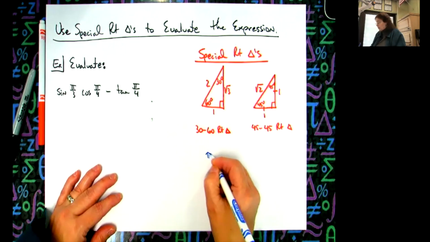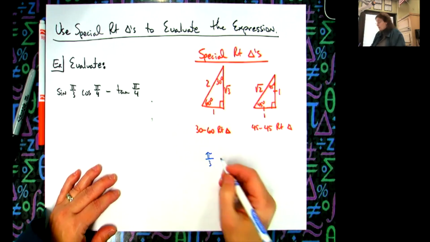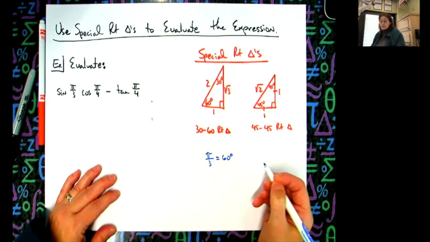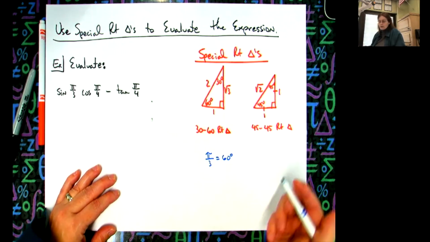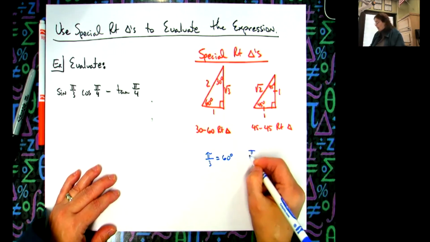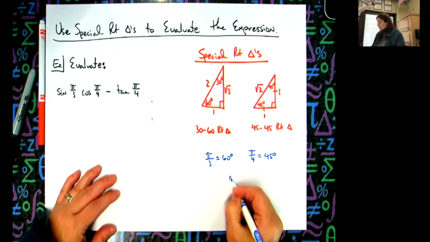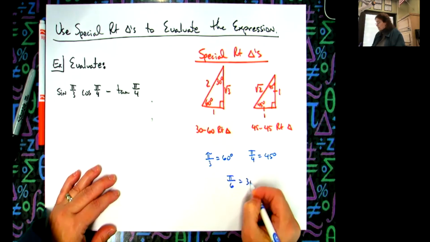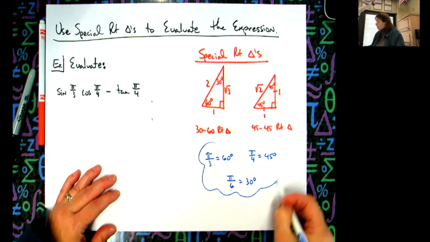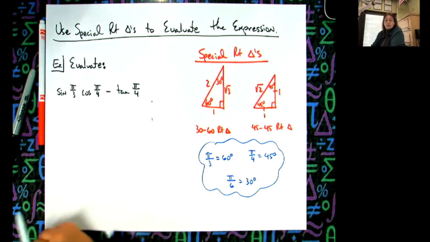I'm hoping at this point you've done it enough that you know pi over 3 is 60 degrees. Anything in that first quadrant especially should be memorized. Pi over 4 is your 45 degrees, and pi over 6 is your 30 degrees. If you've got those memorized, that's going to help tremendously in doing this.